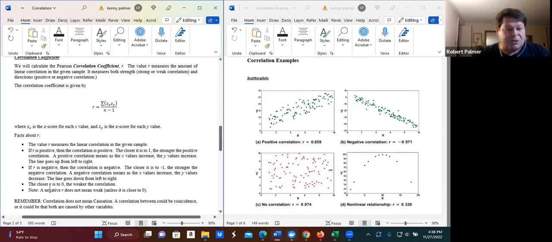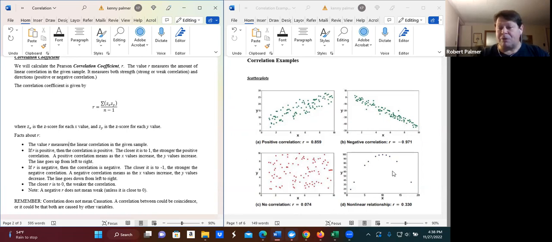So it says the closer r is to 0, the weaker the correlation. If we look at this one right here, we see this is the one where it appears the data is kind of all over the place. And that's going to reflect in the correlation coefficient, which is fairly close to 0, meaning there's really no, in a measurable sense, no significant relationship between these data. And then finally, it says, also note a negative r does not mean weak, unless it's close to 0. That's right. So remember, weakness is about how close to 0 it is, not being positive or negative.